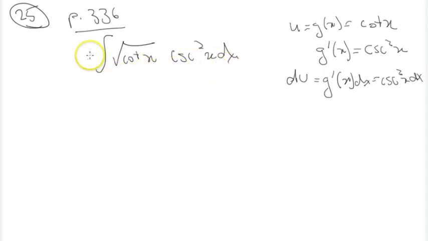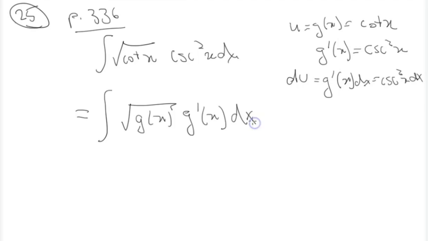And now, based on the substitution rule, that expression is equal to the integral of root g of x, g prime of x dx, which we can write as root u du. And now we know how to integrate this with respect to u, because that's a function that we know how to integrate. So let's integrate it. We can rewrite that as u to the 1/2 du, just to make it visually a little bit easier.